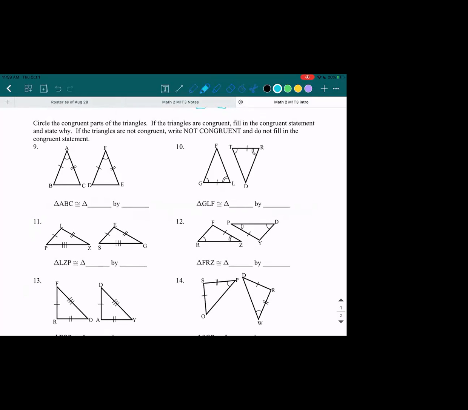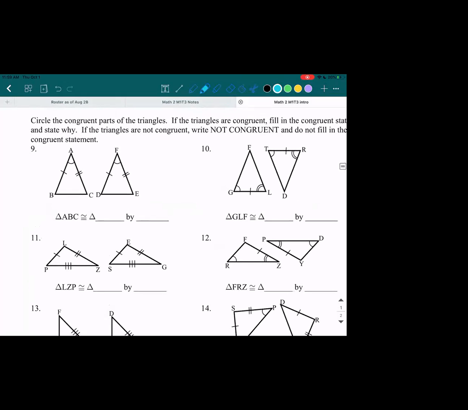If the triangles are not congruent, write not congruent and do not fill in the congruent statement. Okay, so we have, I don't know how we're gonna really circle it so much, but we're gonna do it anyway. So you see this side with one line? That is congruent to this side with one line. Then we're gonna circle this angle is congruent to this angle, and then this side is congruent to this side.